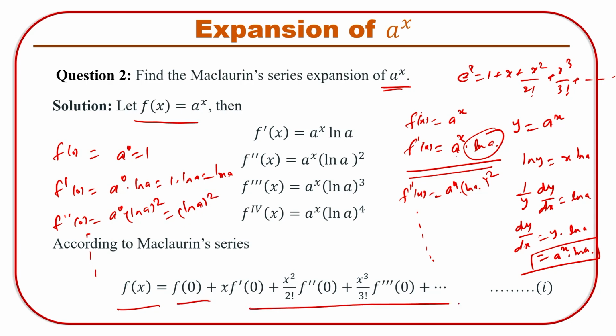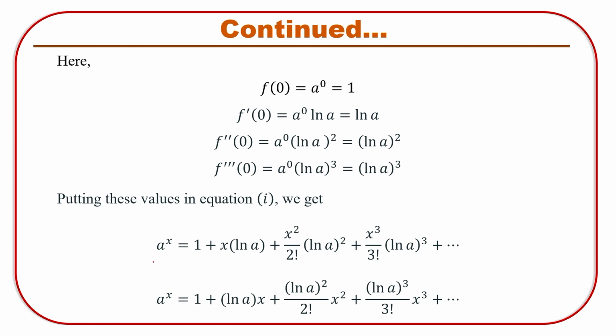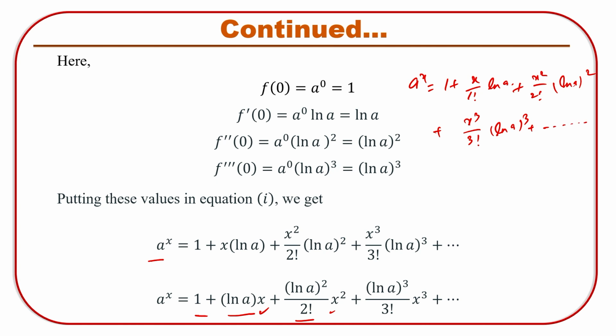Putting all these values on the right hand side, you will get a^x approximated using the Maclaurin series expansion as 1 plus ln a into x plus (ln a)^2 by factorial 2 into x^2. So that means a^x can be written as 1 plus x by factorial 1 into ln a plus x^2 by factorial 2 (ln a)^2 plus x^3 by factorial 3 (ln a)^3 and plus so on, right.